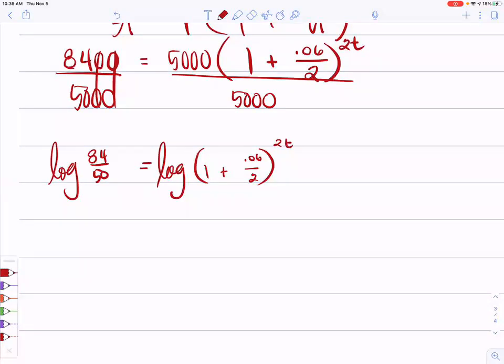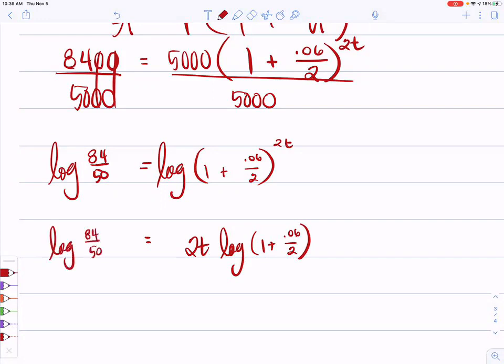Now, what kind of rule can I use over on the right side of the equal sign? Power rule. So that's going to be 2 times t times the log of 1 plus 0.06 over 2. And on the left, I'm not going to do anything to that. I realize I can make it into two separate logs, but I don't want to do that. I'm really trying to condense things right now as much as I can.